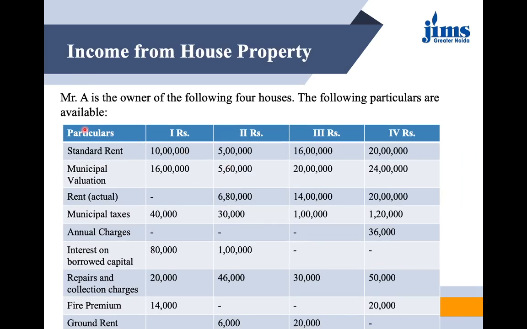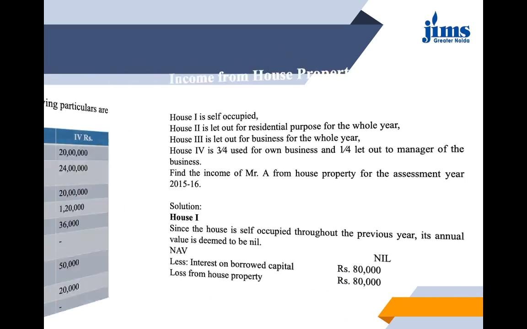Now let us have a look at another question. This is a full-fledged question. Mr. A is the owner of these 4 houses, house 1, 2, 3 and 4. So these particulars are given to us. We have standard rent, municipal valuation, actual rent, municipal taxes, annual charges, interest on borrowed capital, repairs and collection charges, then fire premium, ground rent. There are more, I suppose. Let us see on the next page.